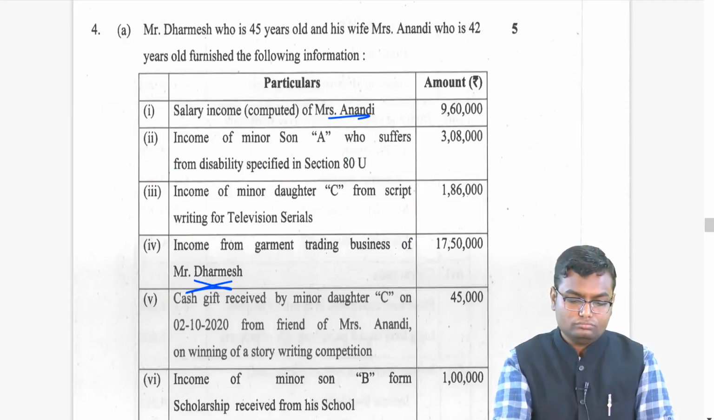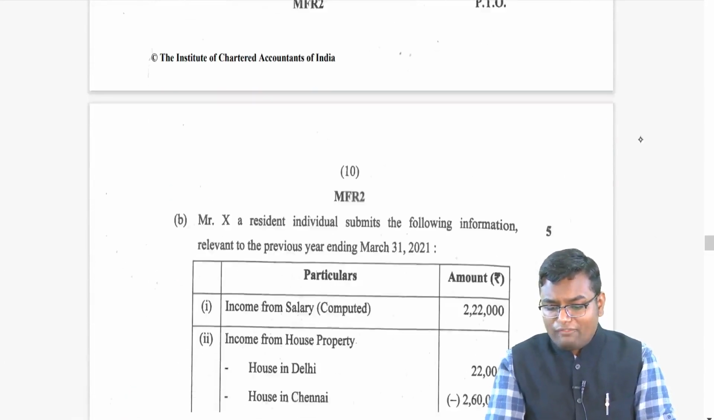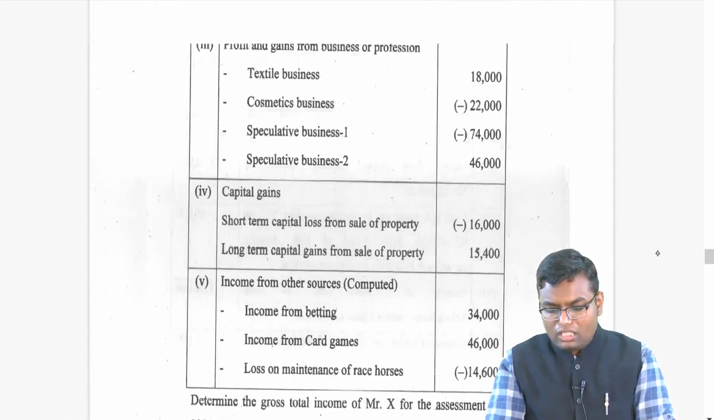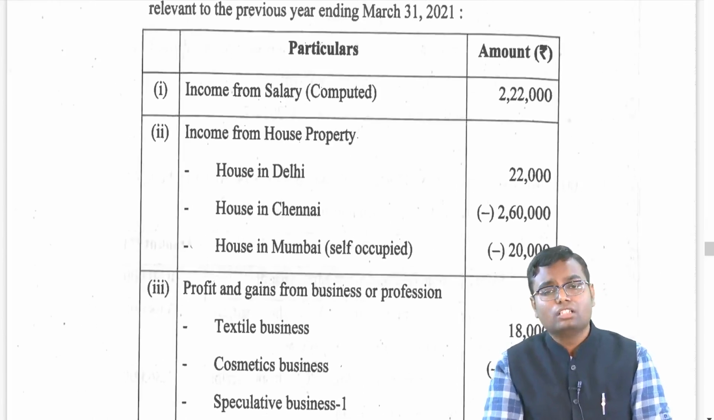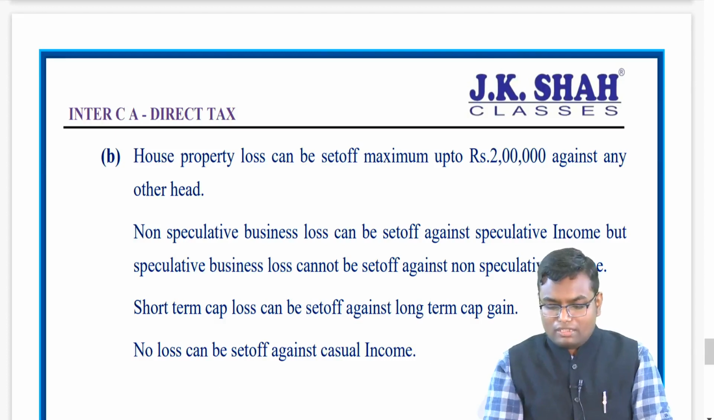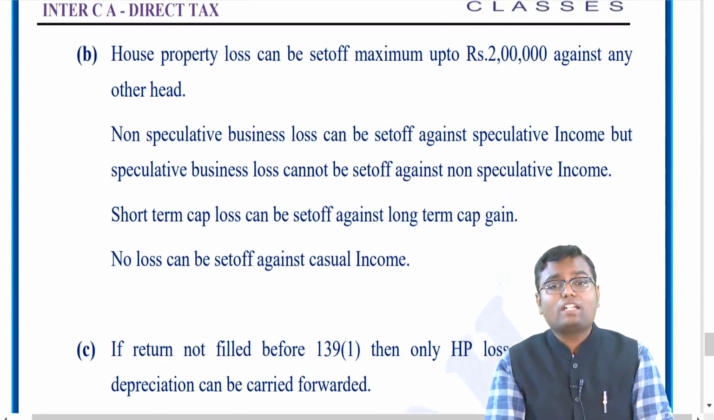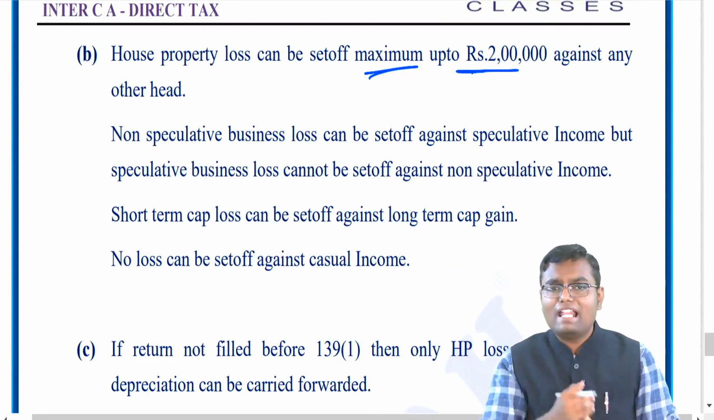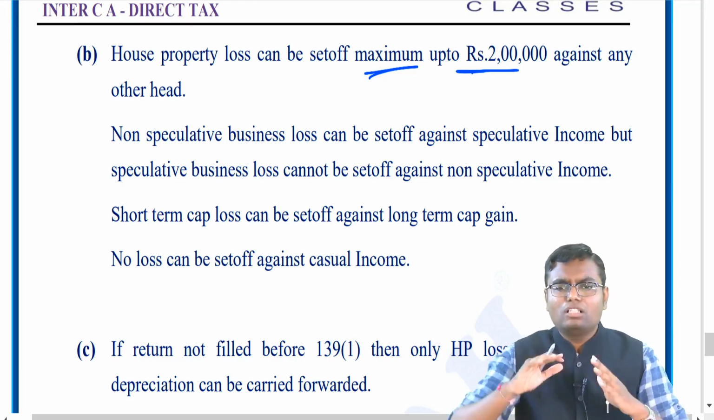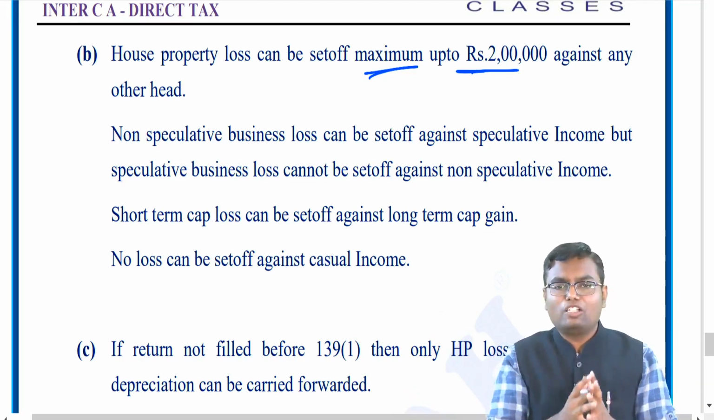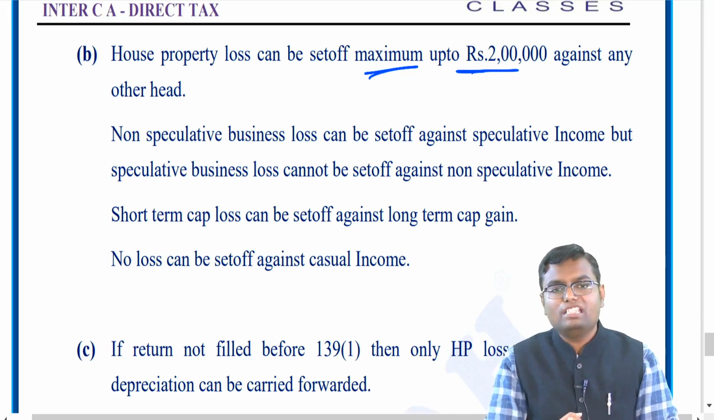Now, very proudly I can say, question 4 clause B, set off and carry forward. Again, a similar kind of example is given in the JKC textbook. What points you had to remember for this? House property loss you can set off maximum up to rupees 2 lakh against any other head, not more than that. The balance loss you have to carry forward. Internally you can set off any amount; outside the house property head you can set off maximum up to rupees 2 lakh.